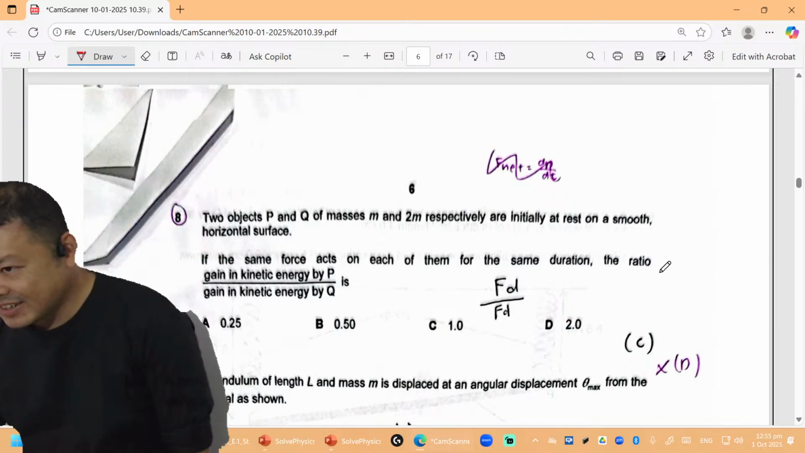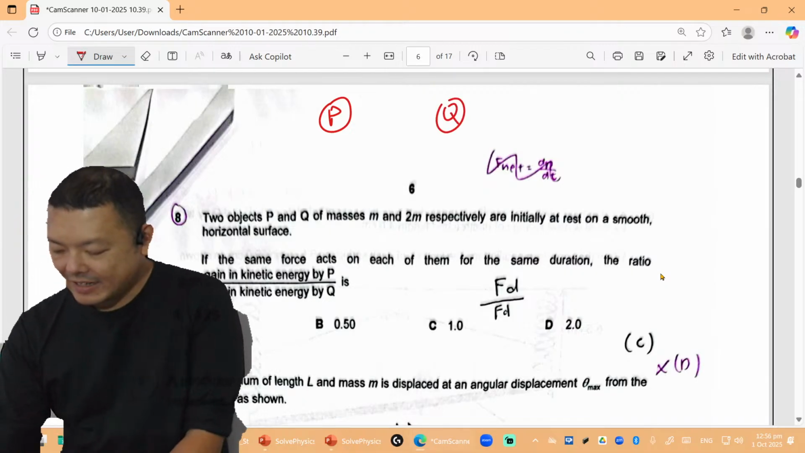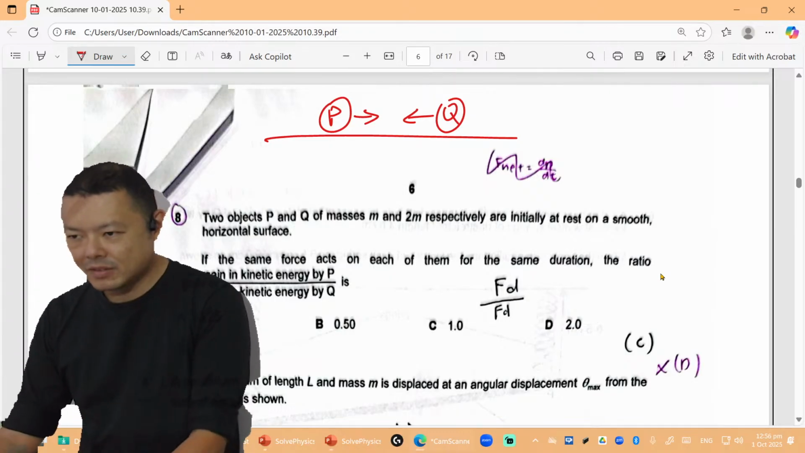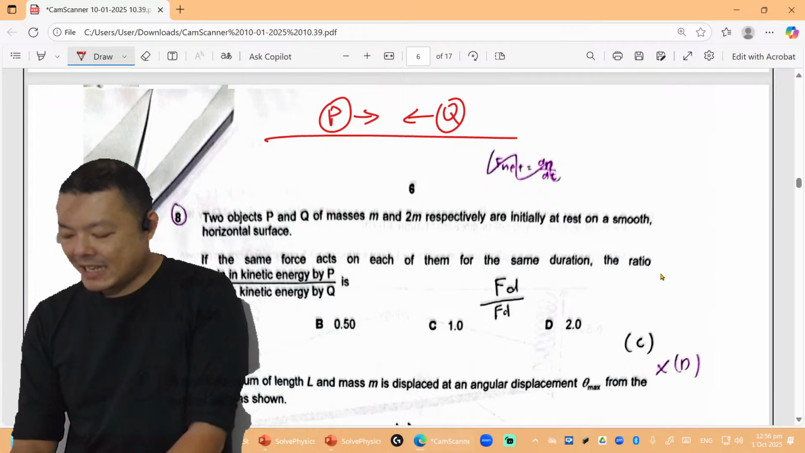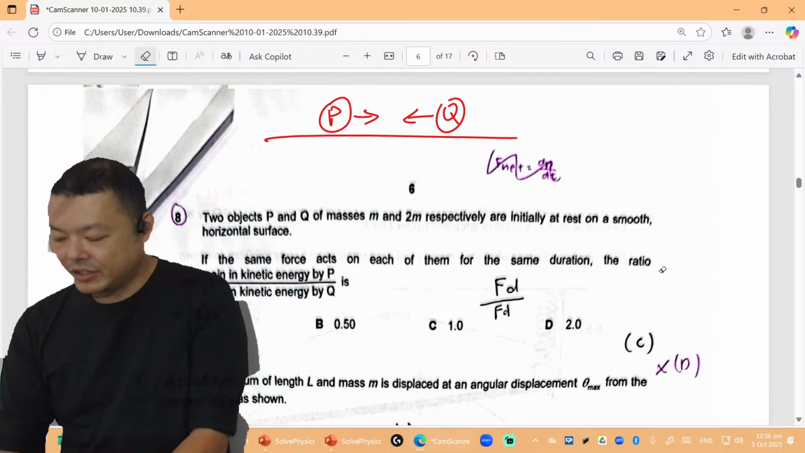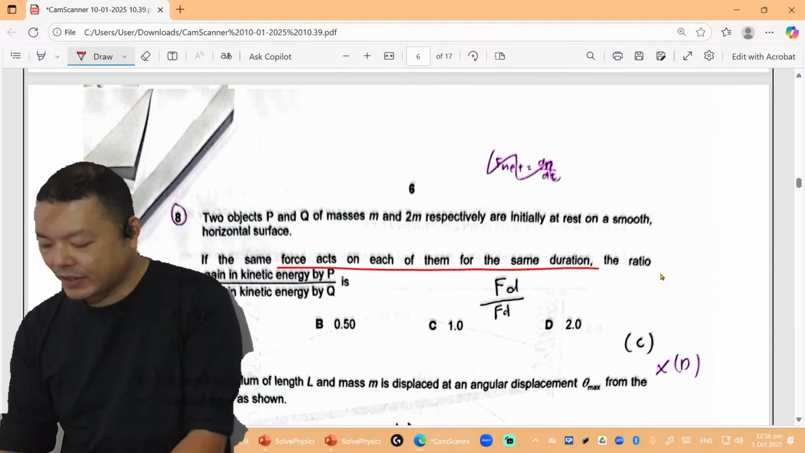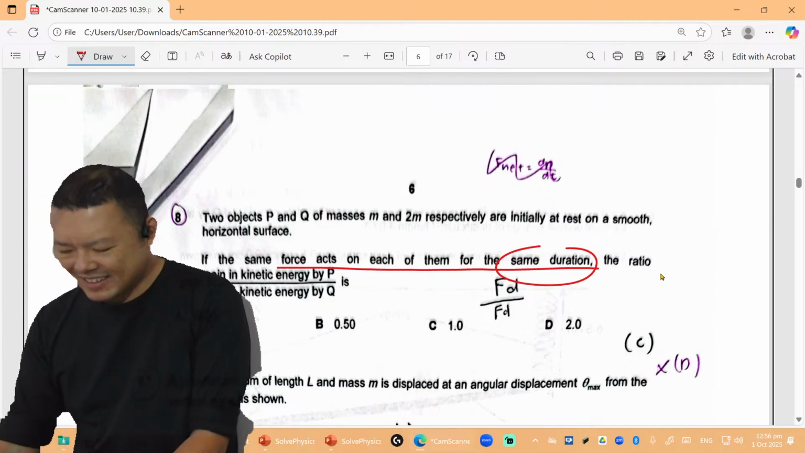So this one here. You've got object P and object Q, and they are traveling this way. Is there a force acting on them now? There's only weight and normal force. Oh, the same force. Sorry, I thought this was a collision. I thought they were going to collide. Okay, if the same force acts on each for the same duration though. They didn't say same distance, right? Same duration. Yeah, same duration.